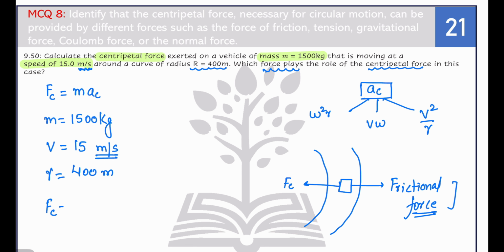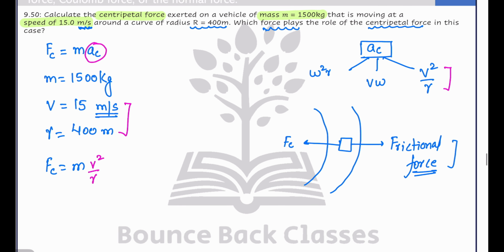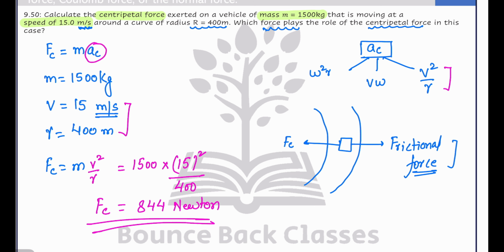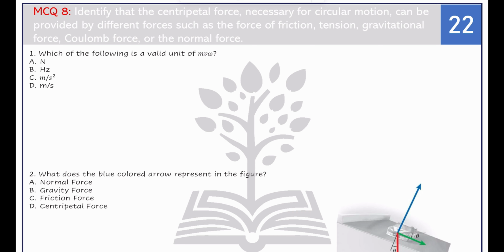Okay, solve the value. So Fc is equal to m. Which form of ac will you choose? We have velocity, we have radius. Velocity and radius: v square over r. Fine. Place the values. 1500 multiplied by 15 square divided by radius 400. Okay, solve this. 844 Newton. That is your centripetal force. Clear, guys? Fine.